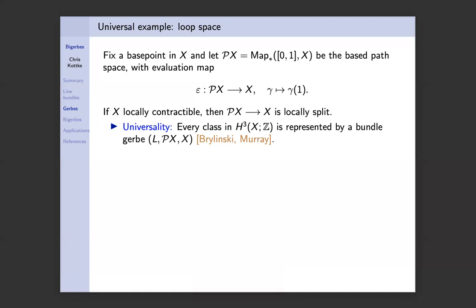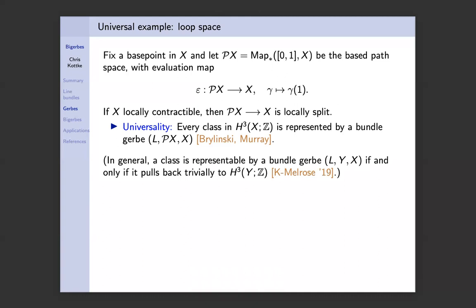Maybe one little comment here. You can ask the general question: suppose I have a 3 class on X, for what spaces Y can I build a bundle gerbe with that given 3 class? As far as I know, that question isn't answered in the literature. It was a little bit surprising that I wasn't able to find that, but there is a theorem. You can show that you can do this if and only if the 3 class that you want to represent on X pulls back to vanish on Y.